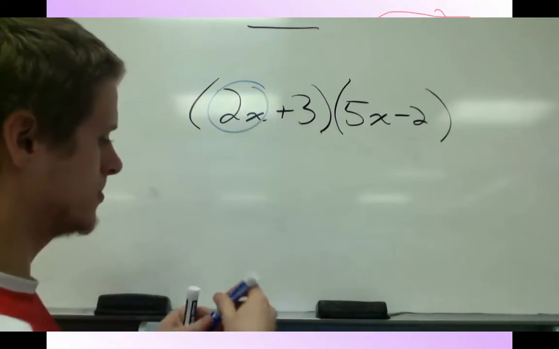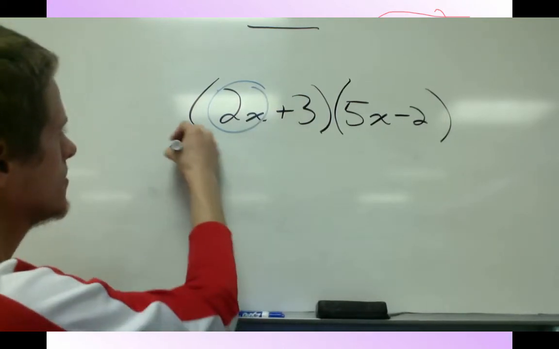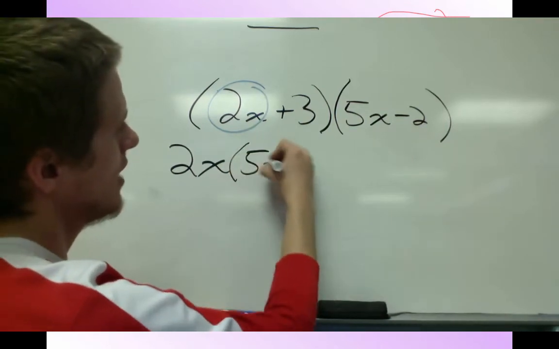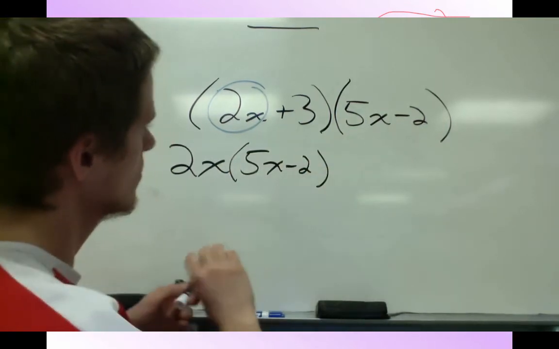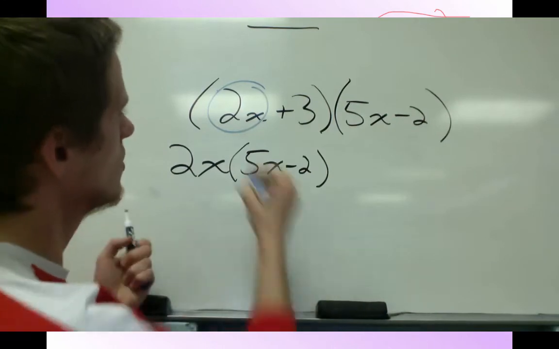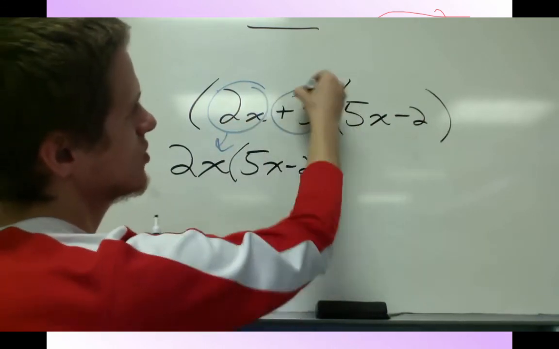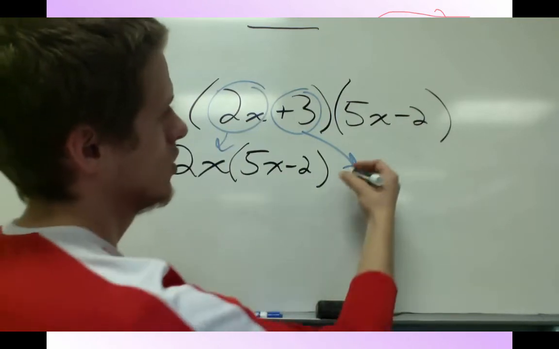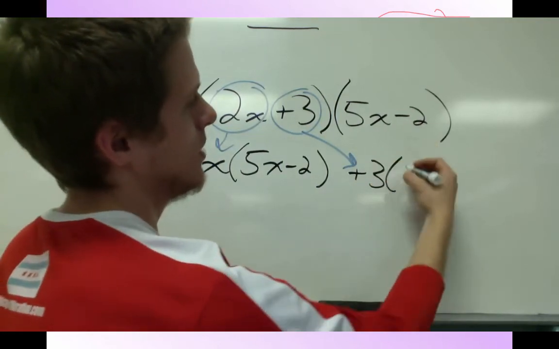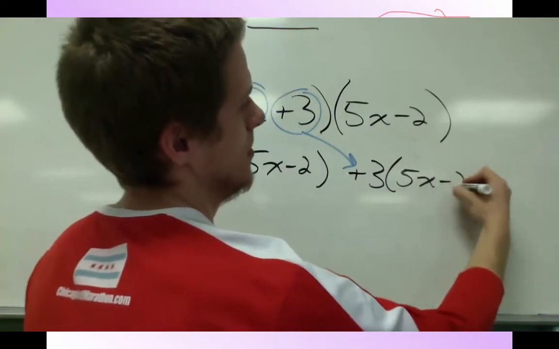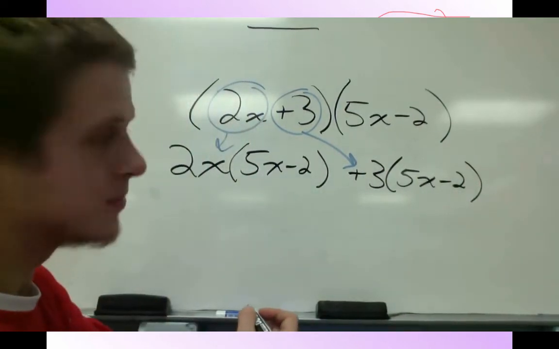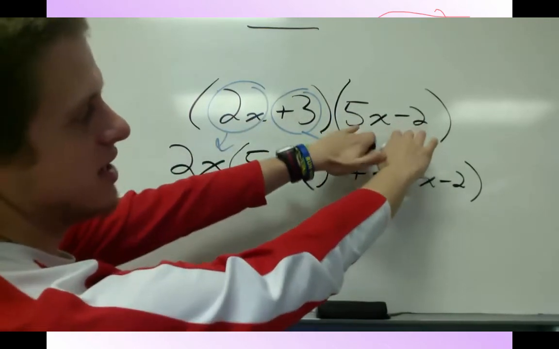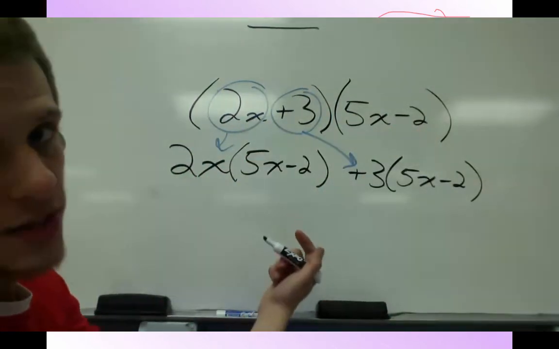Split up that first term, 2x out in front. We'll keep our second parentheses tacked on there, 5x minus 2. And then we've got our second term, plus 3, we'll bring out here. So plus 3, and we're going to multiply it by the 5x minus 2. So we split it apart, multiply both of those by the second set of parentheses. Now let's go ahead and distribute.